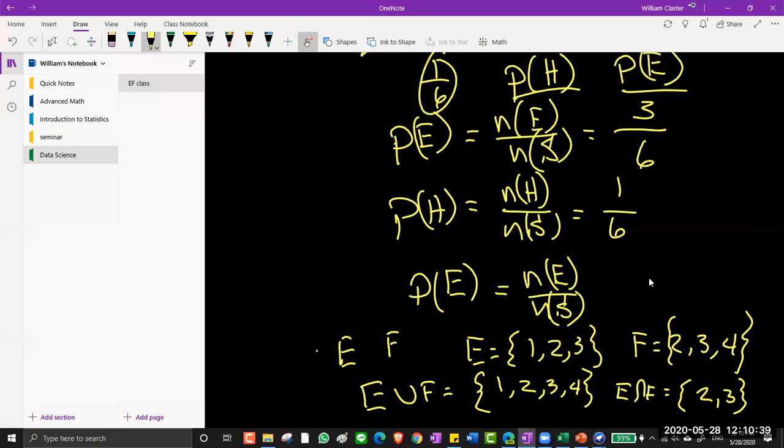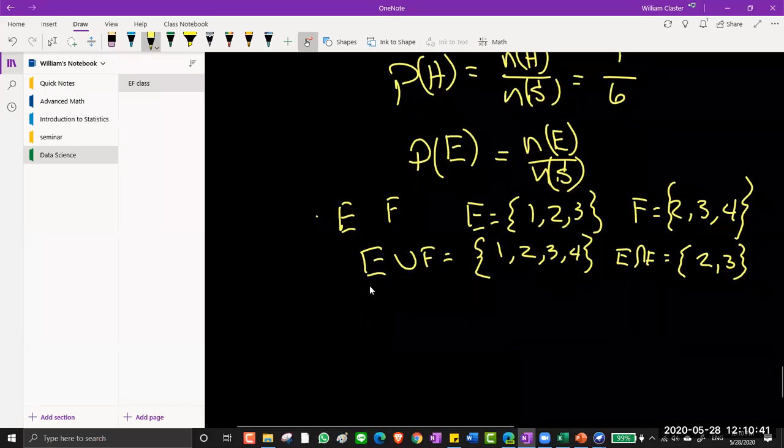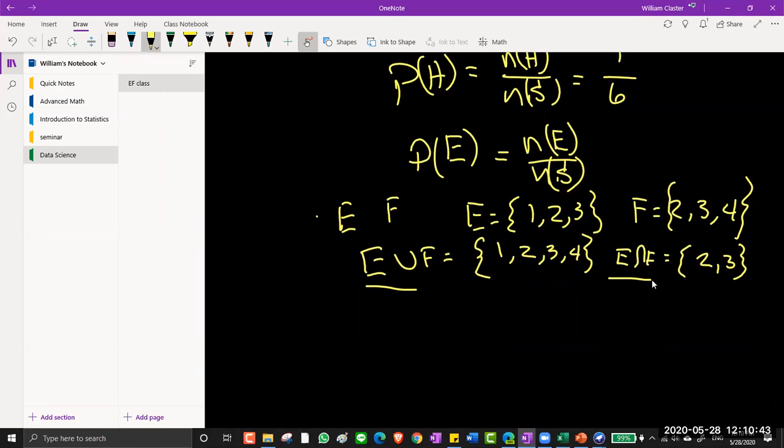So now notice that this and this are both events. Why? Because this is equal to that, and that is a subset of S. And this is equal to that, and that is a subset of S. So these are both subsets of S, so they are both events. So this is an event in and of itself.